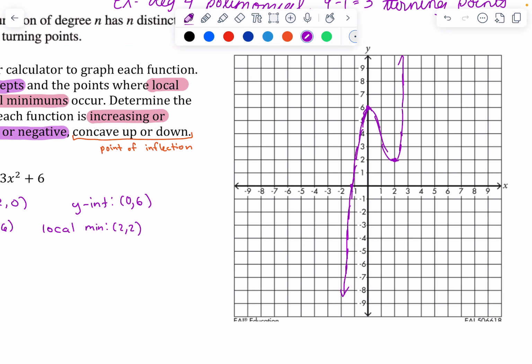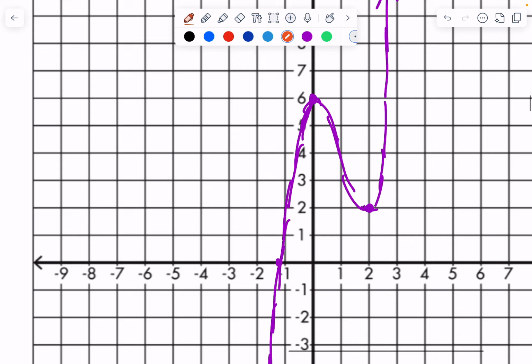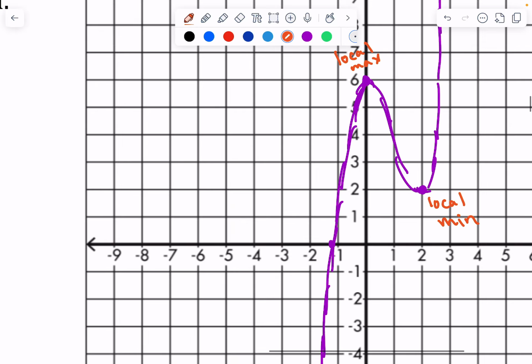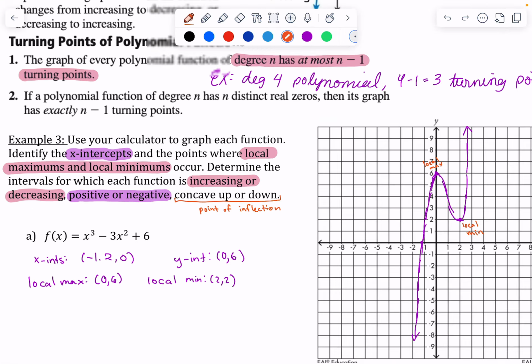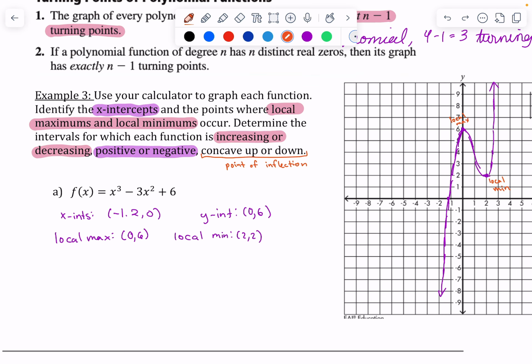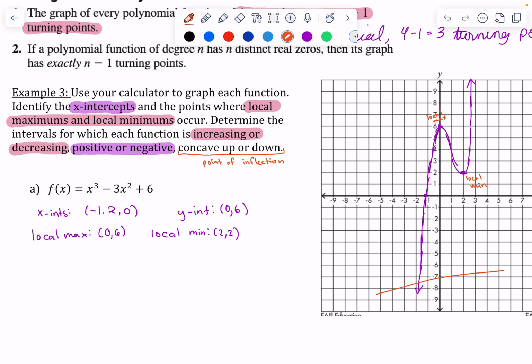So something like this. Okay, now again, here we have a local max. Here we have a local min. And this is an x-intercept of (-1.2, 0). Okay, so if I want to figure out where the function is increasing or decreasing, remember you're reading the graph from left to right, and you are just thinking about walking the graph.